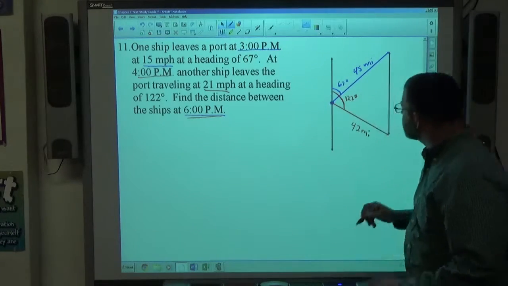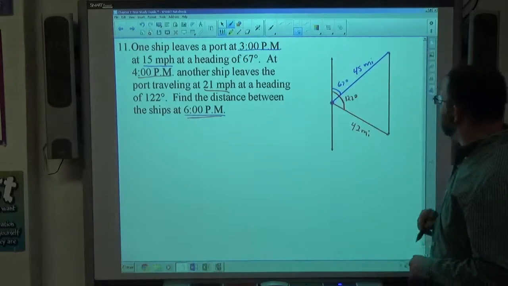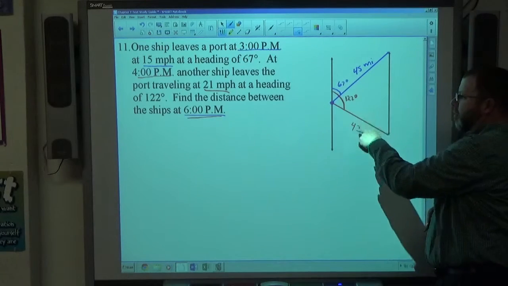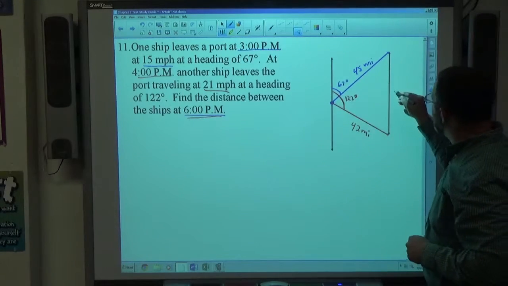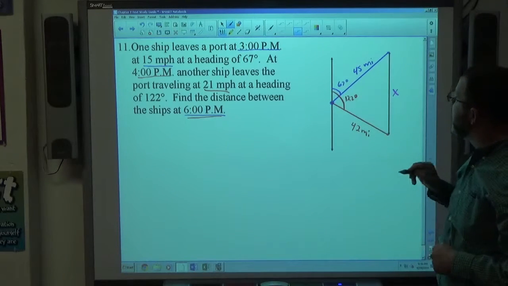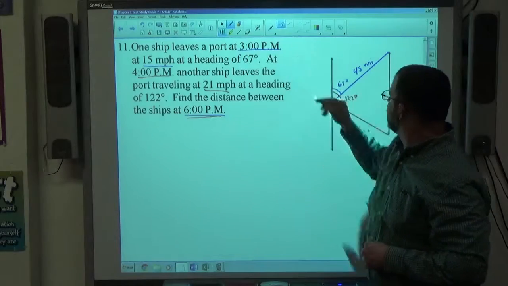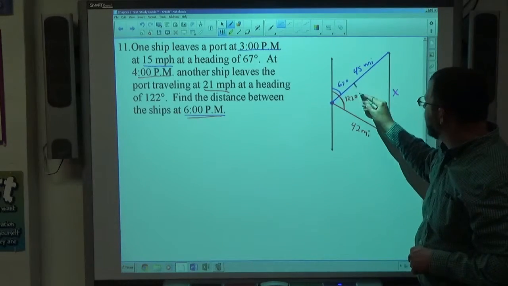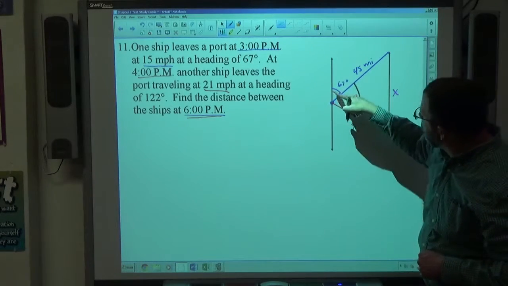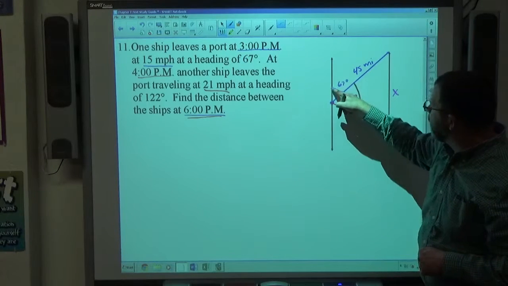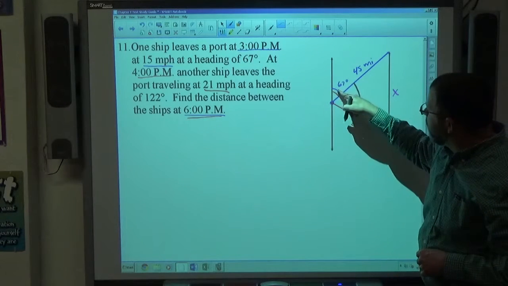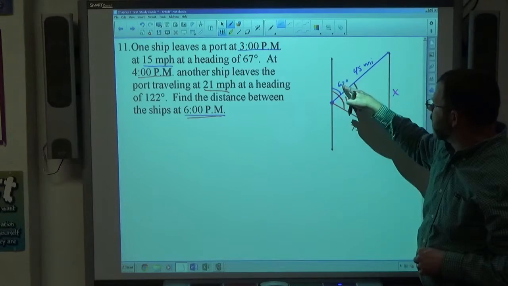Alright, so what I can do is I can obviously see that 45 and 42 are both two sides that I know. I'm looking for the length of this side, x. And in order to find the measure of x by the law of cosines, which I see is going to be useful in this one, I have to figure out how big this angle is. So this angle is 122 and this is 67. So small plus small equals big, so big minus small equals small.